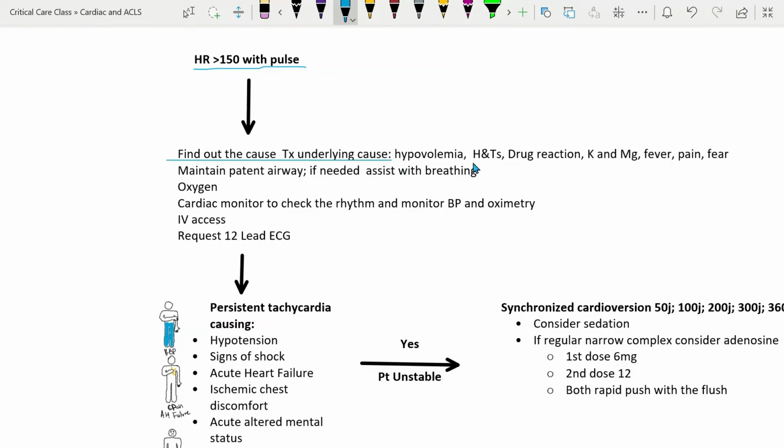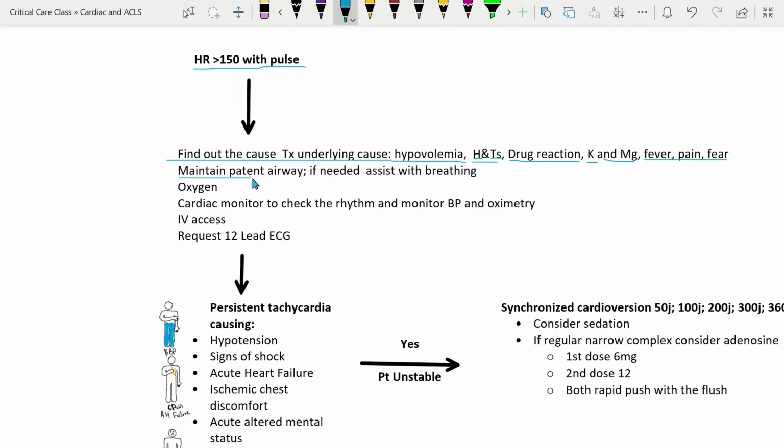that could be H's and T's: hypovolemia, hypoxia, hyper- and hypokalemia, high or low hydrogen ions, which is acidosis, alkalosis, hypothermia, tension pneumothorax, thrombosis pulmonary, which is PE, cardiac tamponade, thrombosis coronary, which is myocardial infarction, drug reactions. Magnesium levels should be checked, or it could be something simple such as fever, pain, fear.